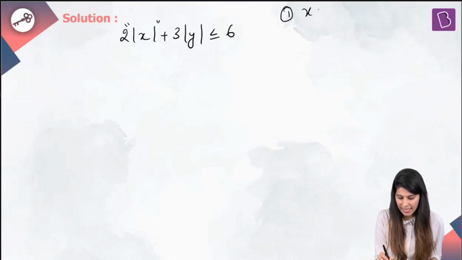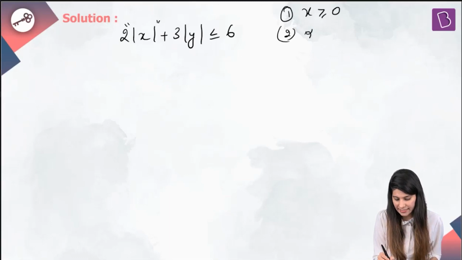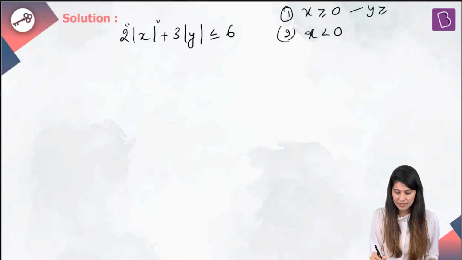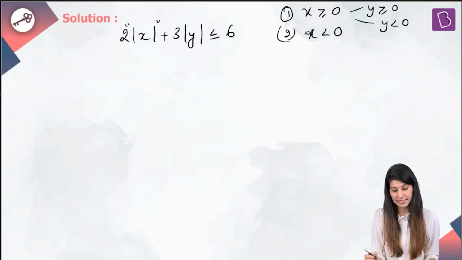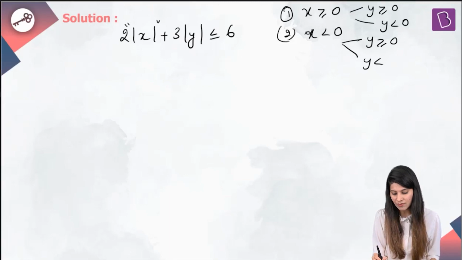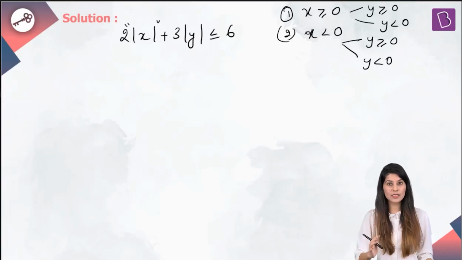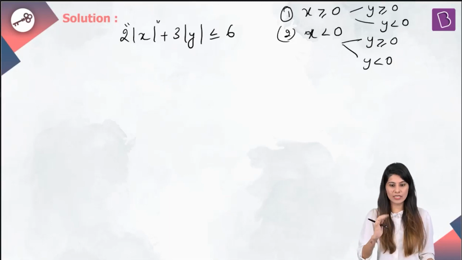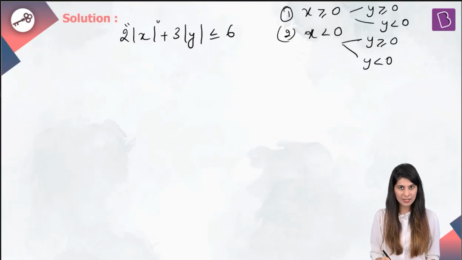First one would be x greater than or equal to 0. Second one would be x less than 0. Similarly, there would be 2 cases of y: y greater than or equal to 0, and y less than 0. So, in total, there would be 4 cases, which means 4 inequalities. Let's talk about those inequalities one by one.